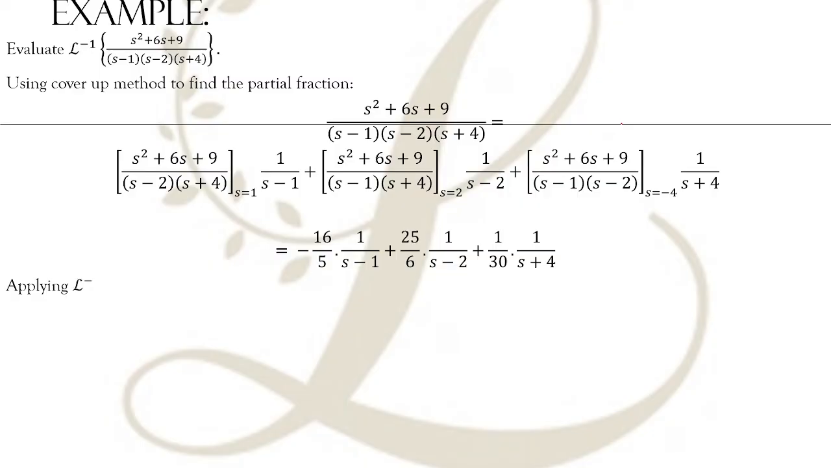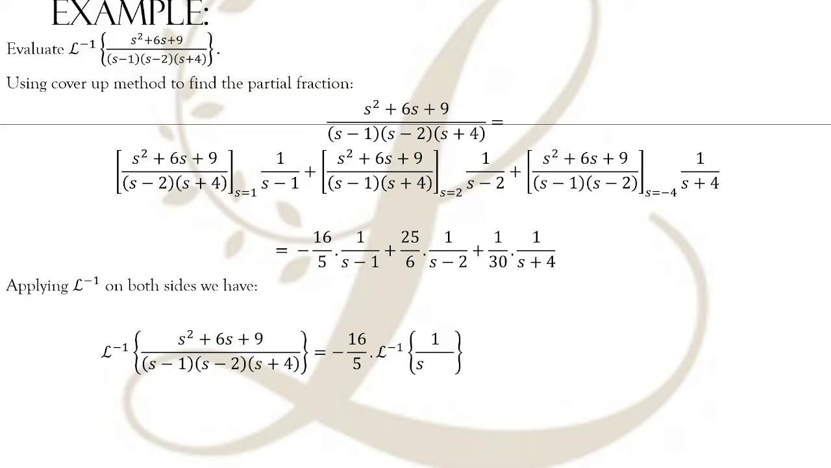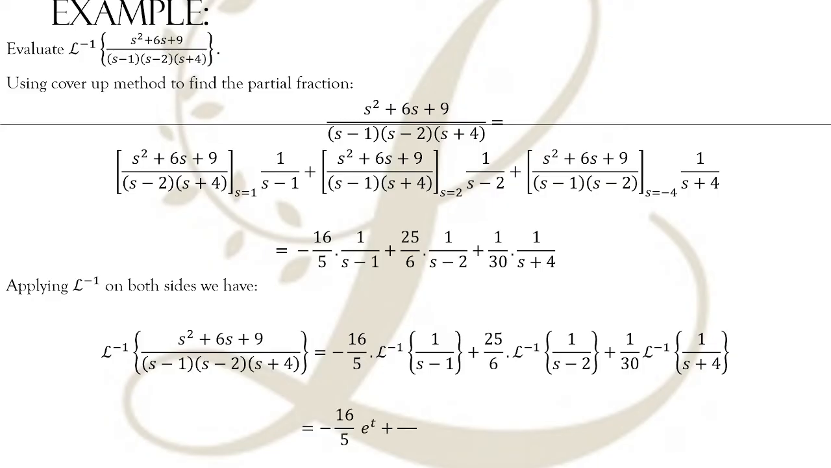Okay, so once we have all these values, the rest is simple. Applying Laplace on both sides, Laplace of s square plus 6 plus 9 divided by s minus 1. Now 16 by 5 is a constant, it will come outside by using the linearity property, and then we have simple exponential functions. So we have e power t, e power 2t and e power minus 4t.